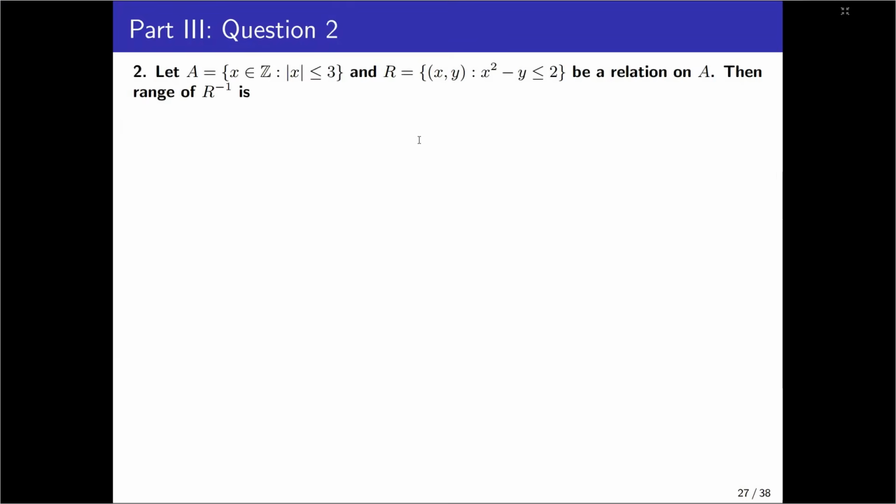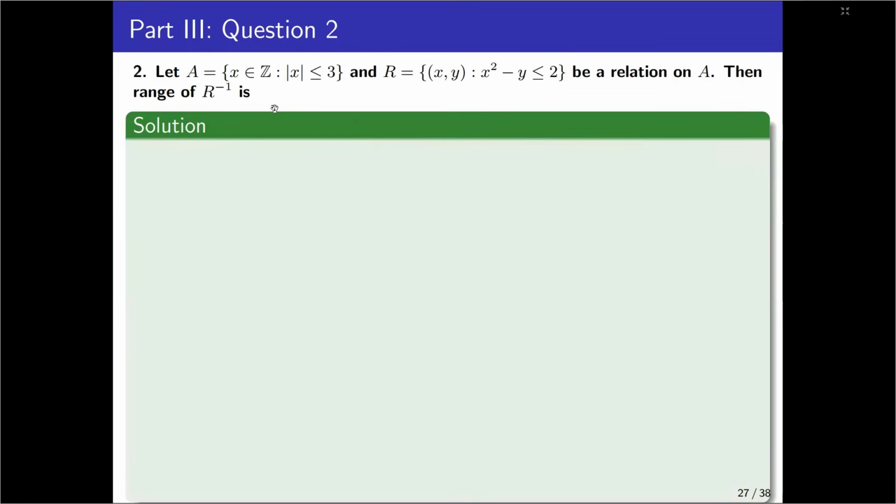Next, question number 2. Let A be the set containing x, an element of Z, whenever the absolute value of x is less than or equal to 3, and let R be the set containing the ordered pairs (x, y) such that x squared minus y is less than or equal to 2, a relation on A. Then the range of R inverse is blank.